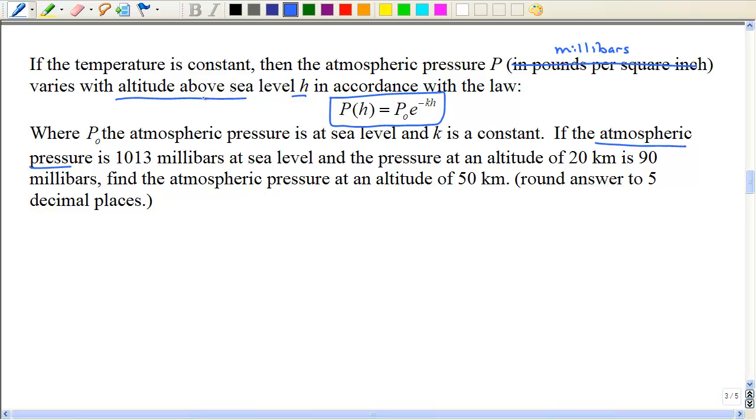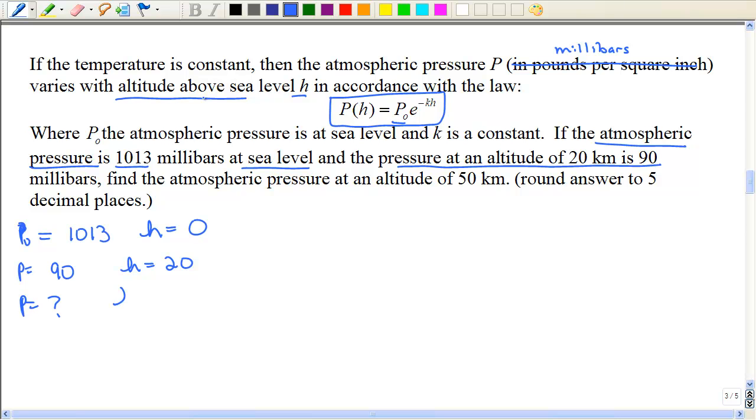All right, so let's look at the information. The atmospheric pressure is 1,113 millibars at sea level. Sea level would mean there would be no height. So that's our initial pressure, that's going to be P naught. Then the next one says the pressure is 90 millibars when H is 20. And they want us to find the pressure when the height is 50. So again, we're going to come back up here and get our model basically to solve for K.